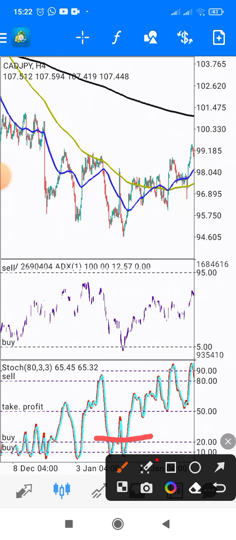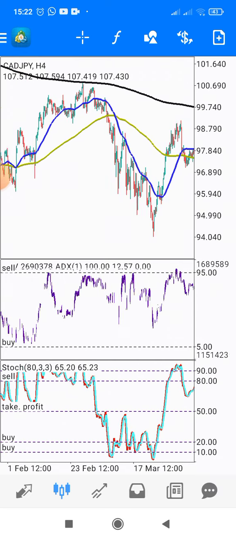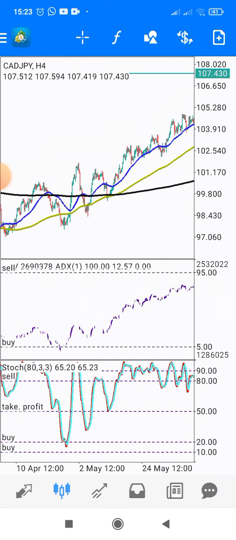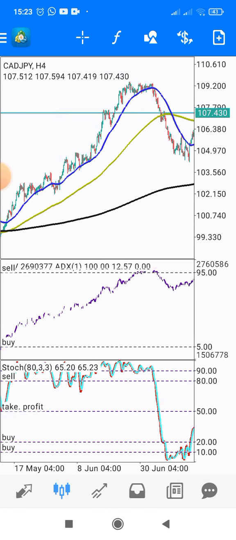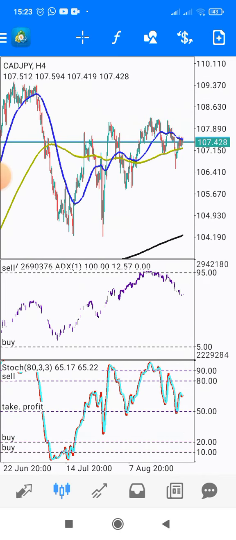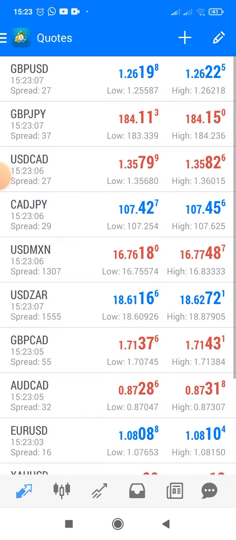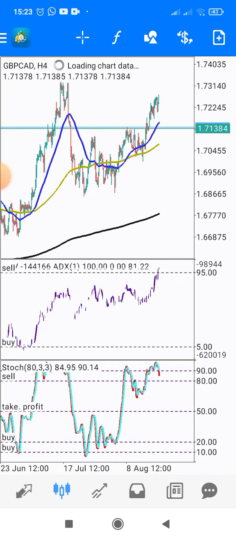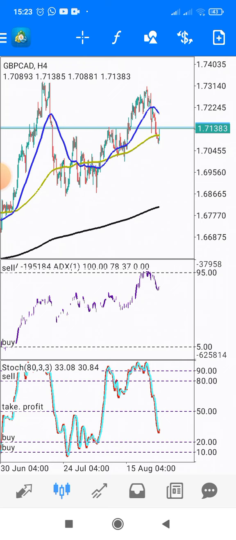Those are three points to note when you're using this strategy. This is one of my best strategies. You see, very good strategy. Very good strategy to use in the market.